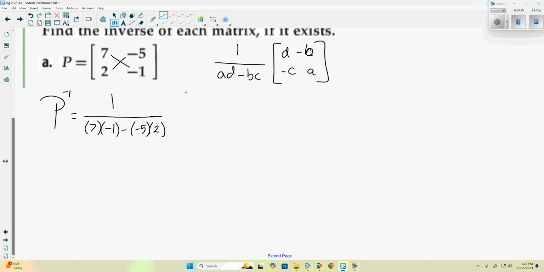Now the matrix itself is going to be changed a little bit. First thing we're going to have is the 7 and negative 1 are going to switch places. And the other piece is that the negative 5 and 2 are going to switch signs. Since the 5 was negative, it's now positive. Since the 2 was positive, it's now going to be negative.